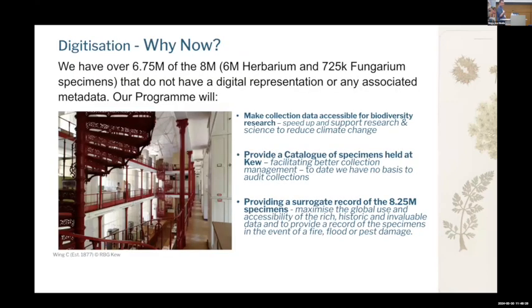Okay, so why are we doing this? We need to make our data available. We want to be able to speed up biodiversity research and reduce climate change. We also need a catalogue. We need to have a clear catalogue of what we've got at Kew. We have lots of outdated records, but we've got no clear understanding of what's available in each box. So that's a critical reason why. And then lastly, we need to provide a surrogate record of our specimens to mitigate against any fire, flood, or pest damage, but also get this data out there.